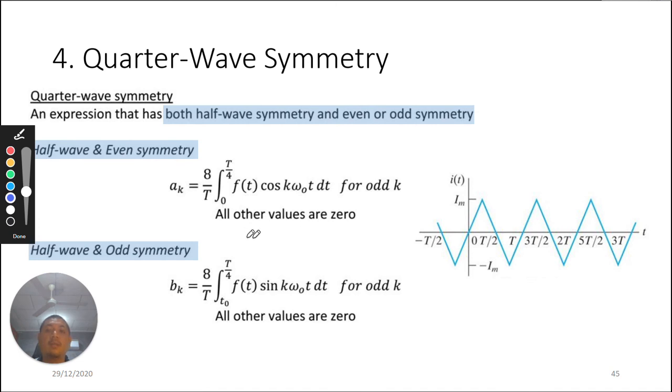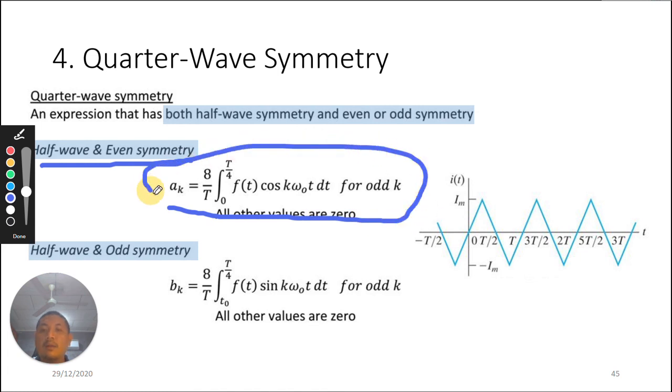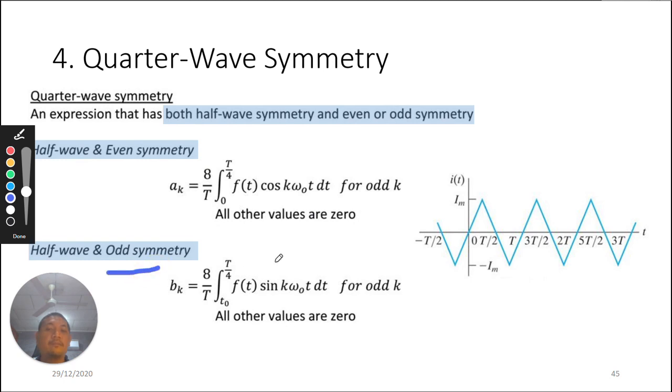So basically, you can assume ak is this value, to simplify your calculation of the Fourier series coefficient. No need to calculate for bn, no need to calculate for a0 and so on. So you immediately can identify that this waveform is half wave and even symmetry. You can immediately just use this to calculate the Fourier series coefficient. All right, same thing for this.